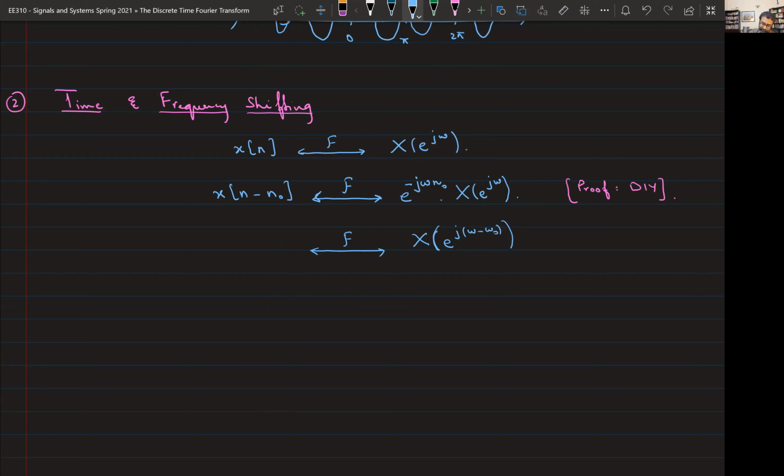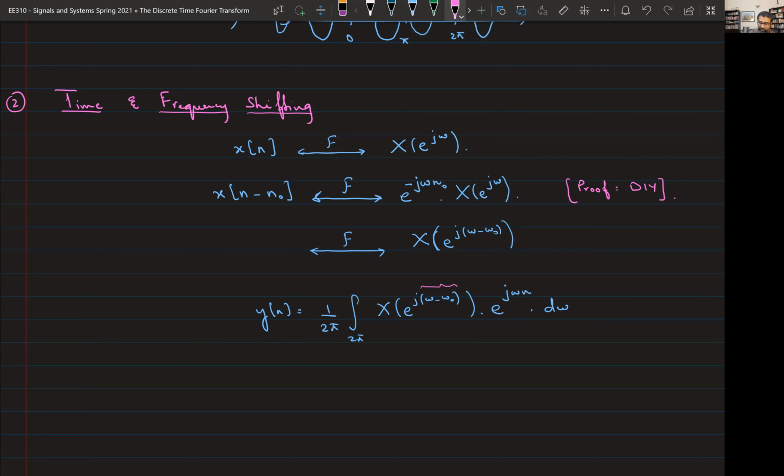So I'd say, let me say y of n is the inverse Fourier transform of this new thing here, X of e raised to j times omega minus omega naught, times e raised to the power j omega n times d omega. I want to somehow transform the right-hand side into something which is a function of X of e raised to j omega. But in order to bring this into a form which looks like X of e raised to j omega, I see that this is not what I wanted. So I need to do something about omega minus omega naught.